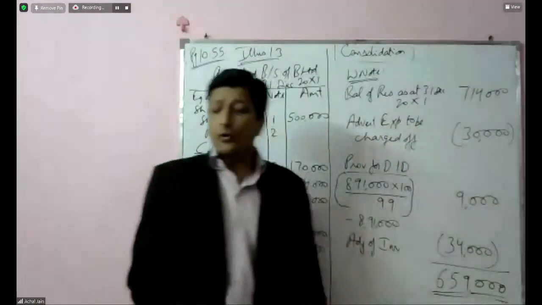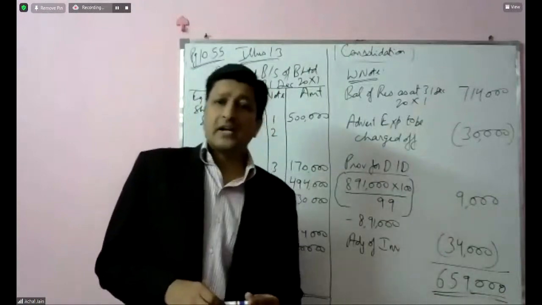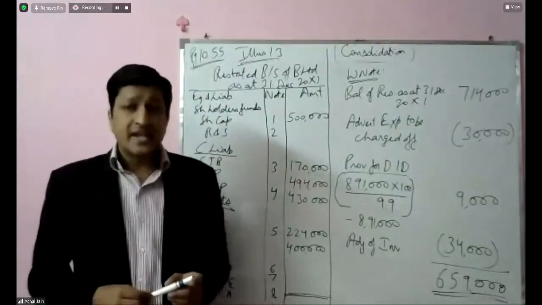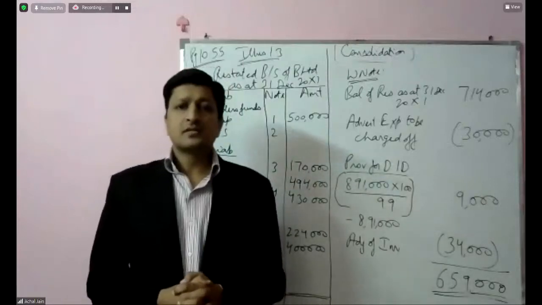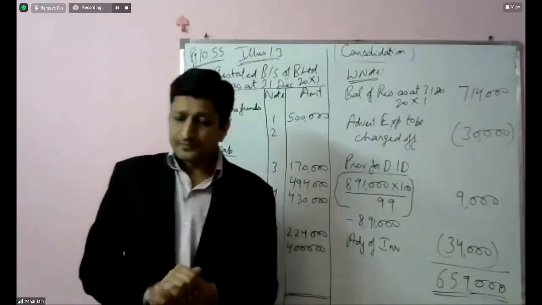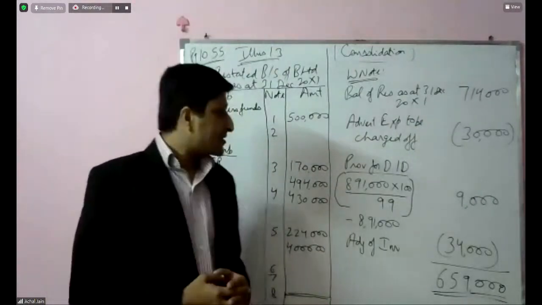So after making all of those adjustments, after making all of these corrections, what do we get? We get 6,59,000. Clear on this? Yeah, all of you? Namrata has a query. Namrata is saying, please repeat doubtful debts form.